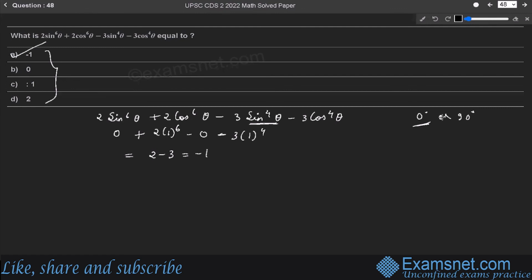The main concept was that whenever we see sine theta and cos theta together and there is a straight line, then we always take theta 0 or 90 degree. You can take any, you will get the same answer.